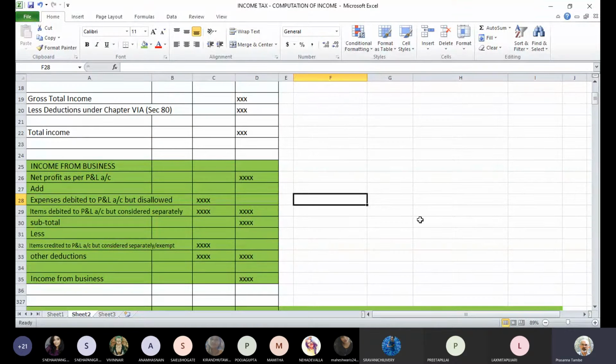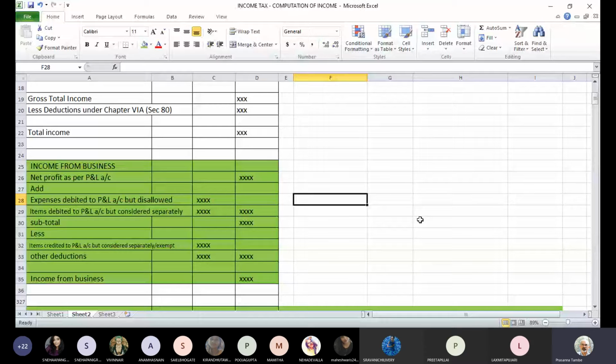So there are two types of additions. First type of addition is expenditure which is debited to P&L account, or any other amounts which are debited to P&L account, which are not allowed as deduction. And the second item of addition is items which are debited to P&L account but which will have to be considered separately because the deduction will be calculated in a slightly different manner. So we add back these two sums, we come to the subtotal.